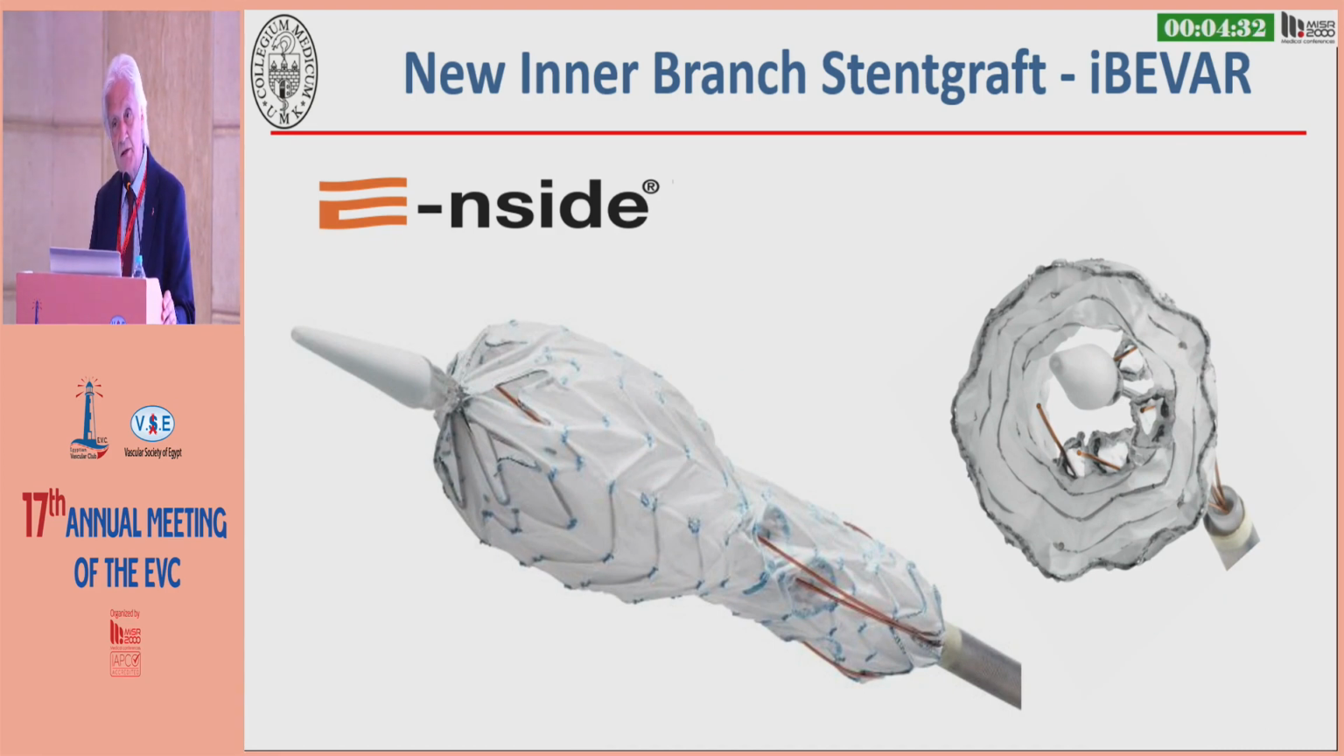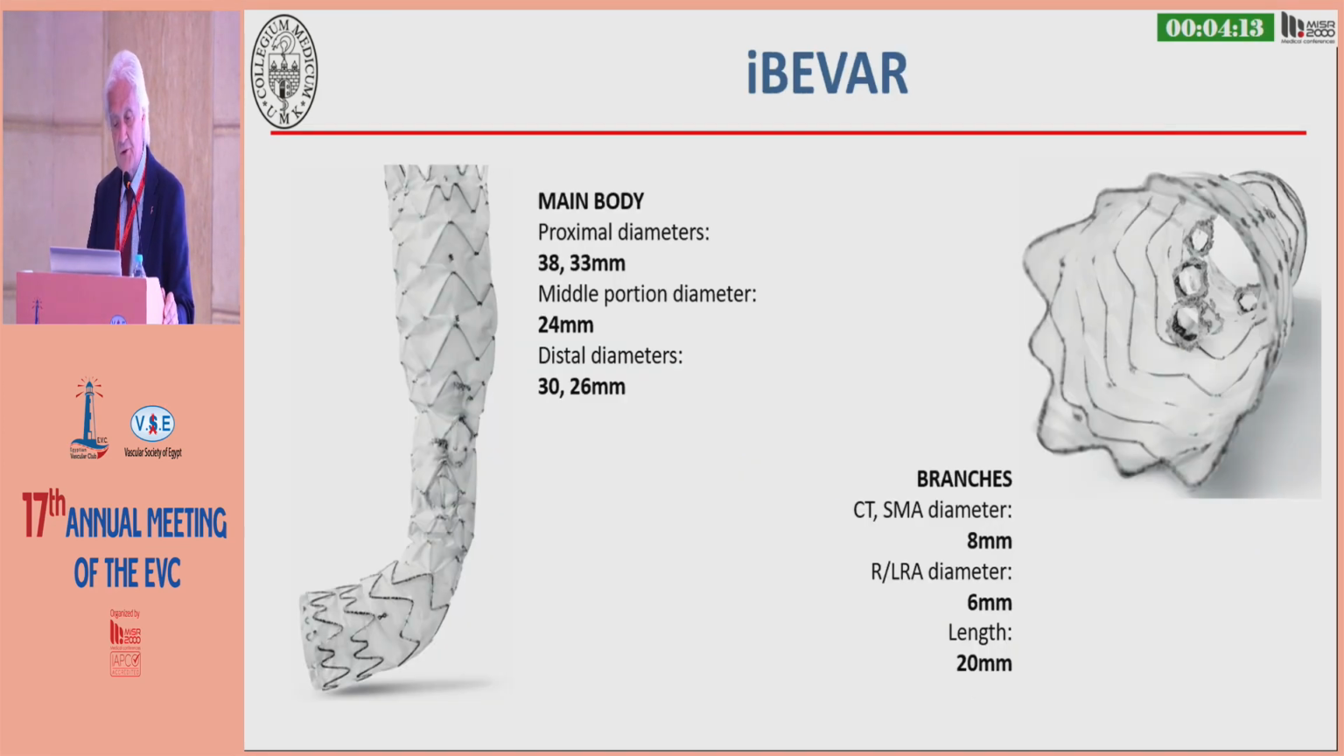What you can see here, some inside catheters, because this is the preloaded stent graft. You can use the 014 guide wires then to push through the cannulas inside, and then make it easier to cannulate the inner branches.